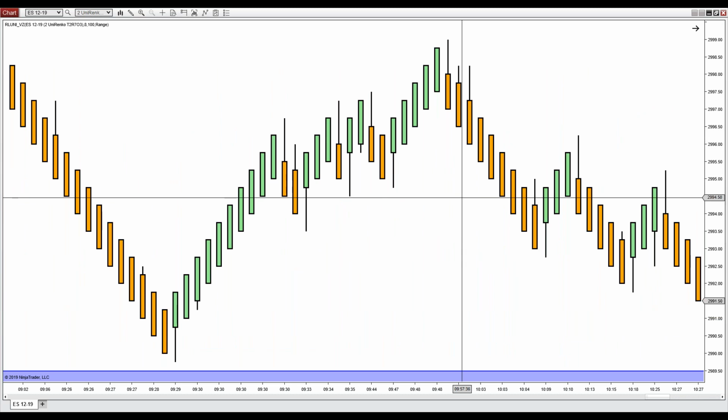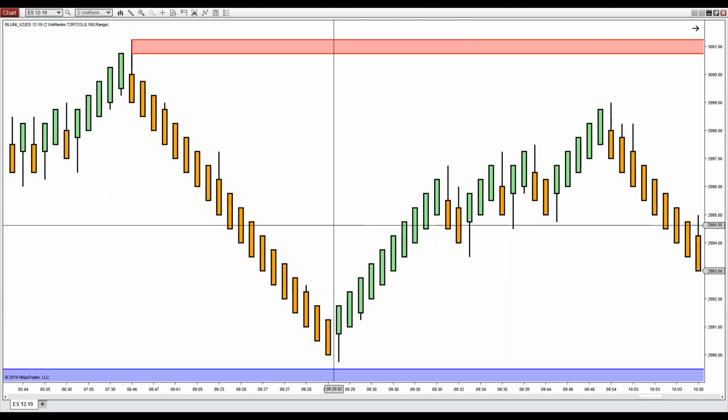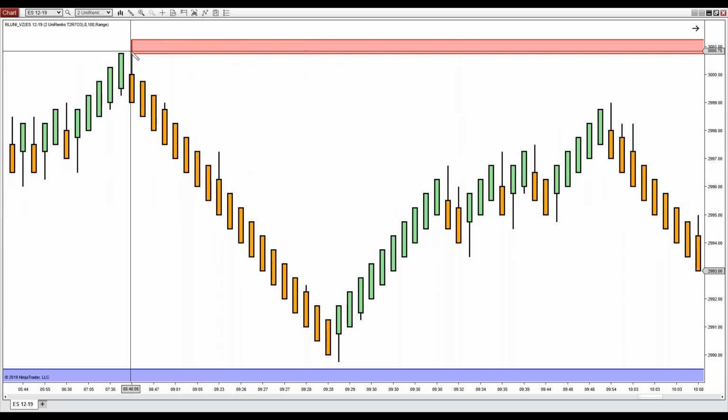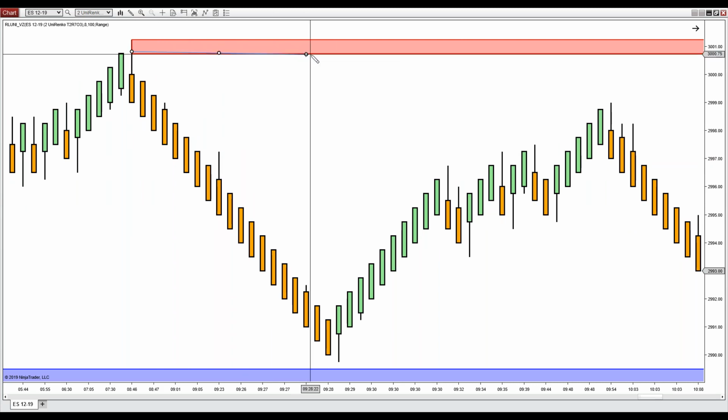And let's take today. Now this move down created this line. It wasn't there before the fact.